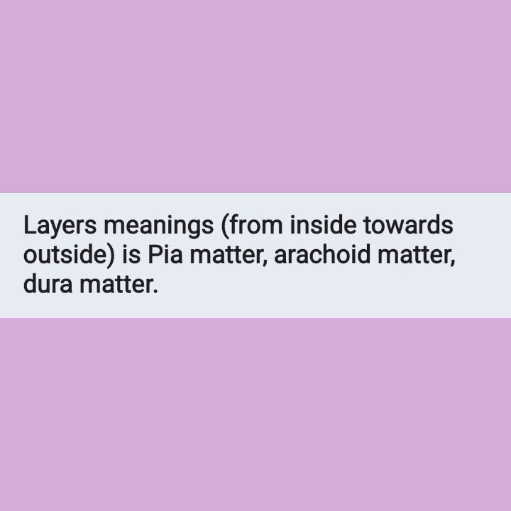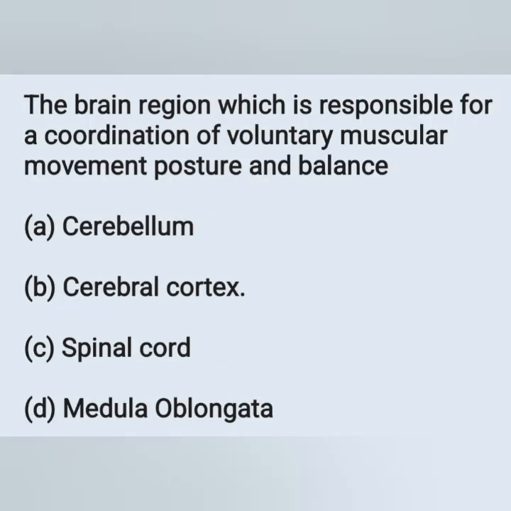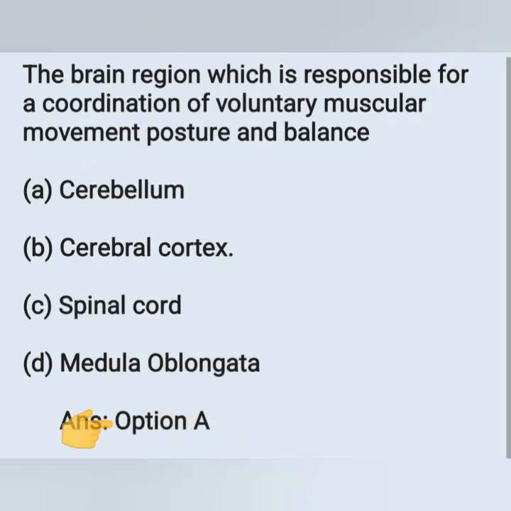So here our question is the middle layer of the meninges. The middle layer of the meninges is arachnoid mater. Option C is the correct answer. Move on to the next question. The brain region which is responsible for coordination of voluntary muscular movement, posture and balance is. Options: option A cerebellum, option B cerebral cortex, option C spinal cord, option D medulla oblongata. Coordination of voluntary muscular movement, posture and balance is controlled by the cerebellum. Option A is the correct answer.